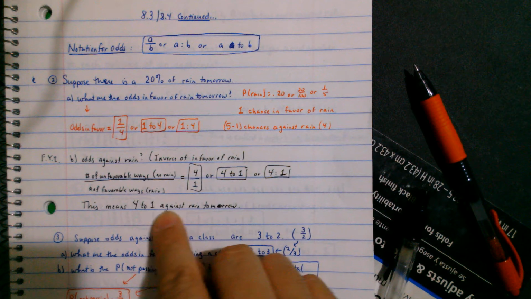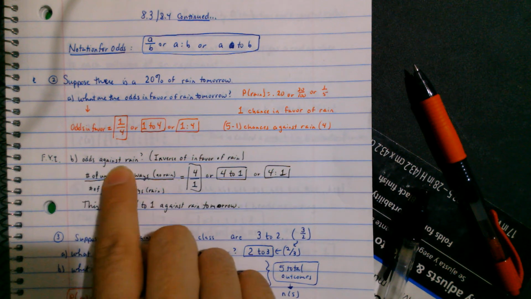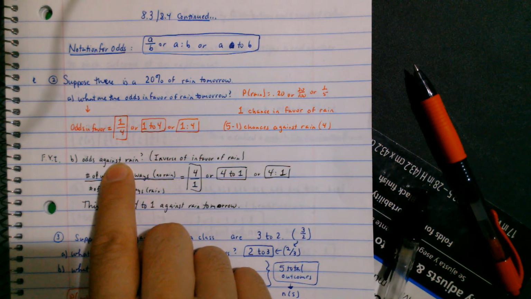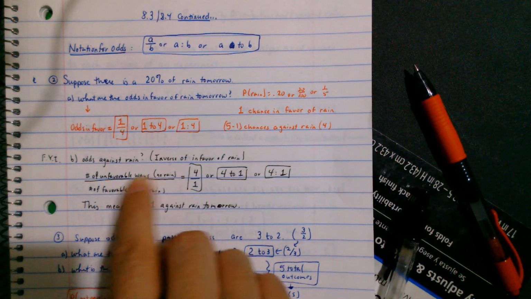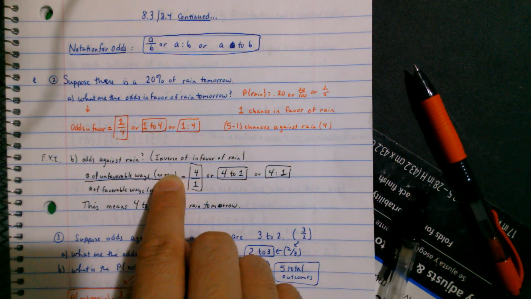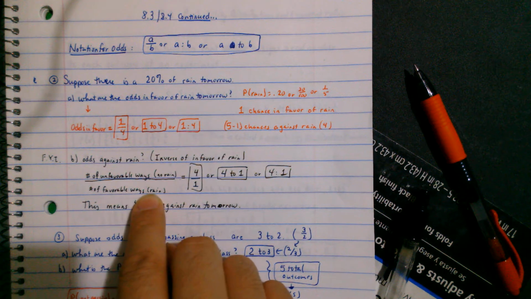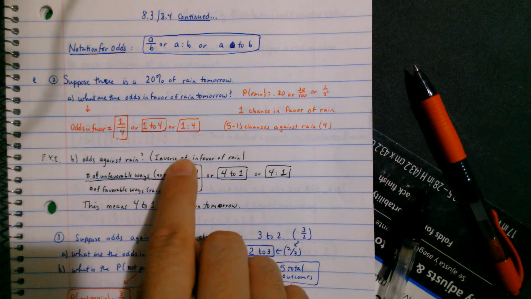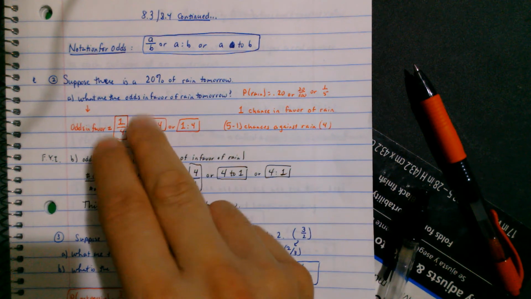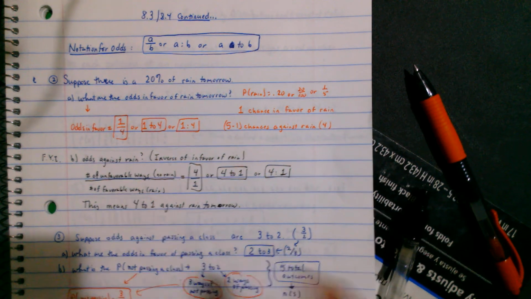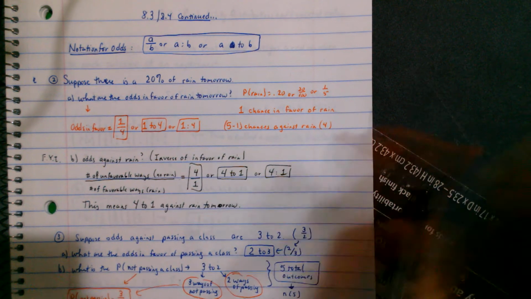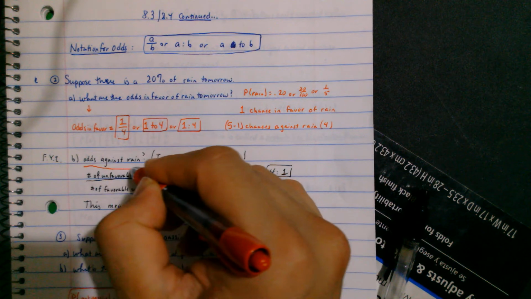Now, odds against is kind of like the inverse of in favor. So odds against rain are the number of ways against raining divided by the number of ways it could rain. So it's essentially the reciprocal of the favor. So odds in favor and odds against are two things that are reciprocals of each other.